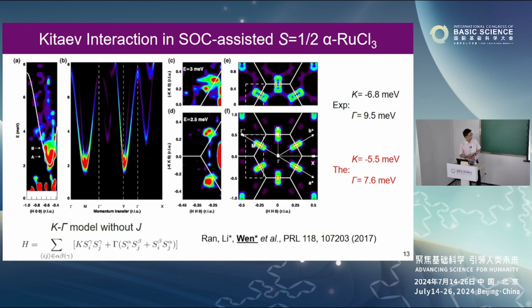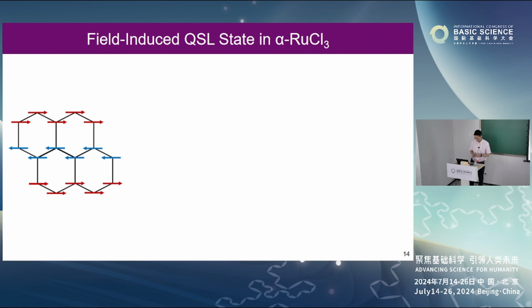So this is good, but it's still not good enough. The reason is that, as I told you earlier, the ground state of this material is a zigzag order state. It is not a quantum liquid state. However, we found that the magnetic order is quite fragile. The magnetic ordering temperature is only about 7.5 Kelvin.